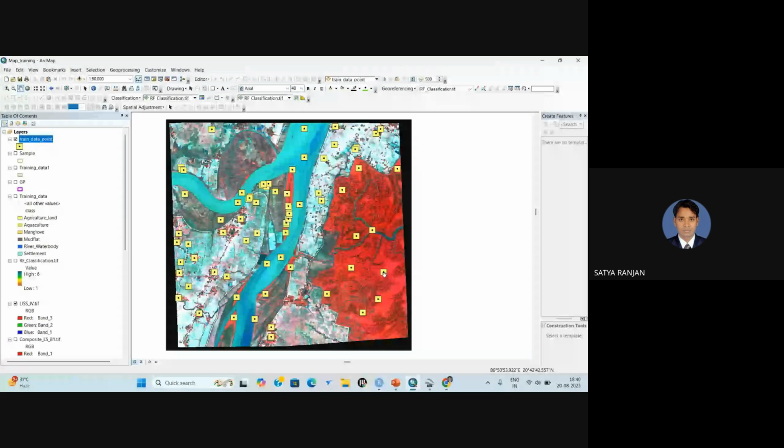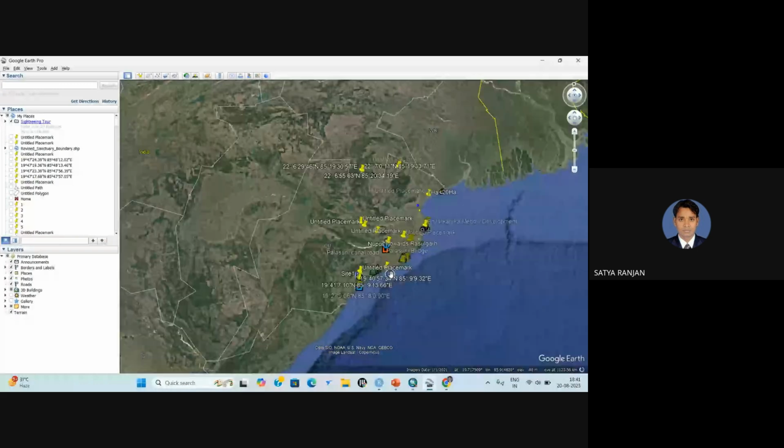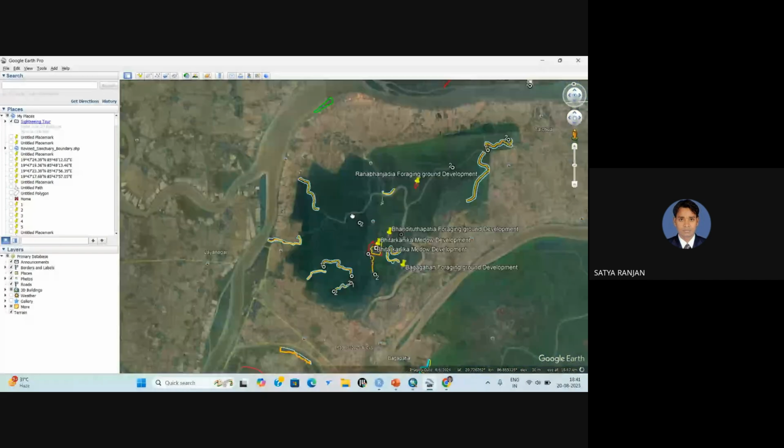It is not a river or any drainage pattern. Creek is the opposite of the river, because generally the drainage system flows from higher altitude to lower altitude, but the creek, due to the tidal influence, comes from the lower altitude to higher altitudes. It's a small part of this Bhitarkanika landscape. So this is the Bhitarkanika area, and this is the part.